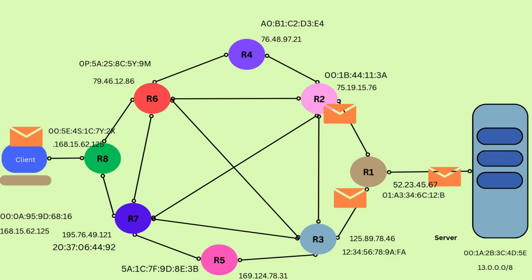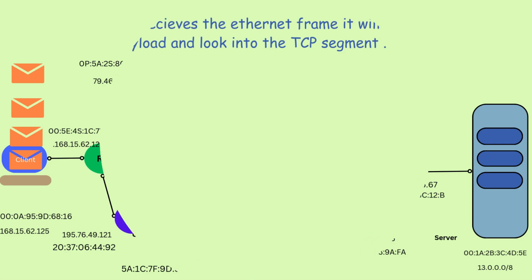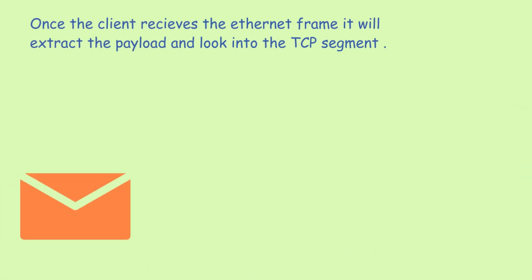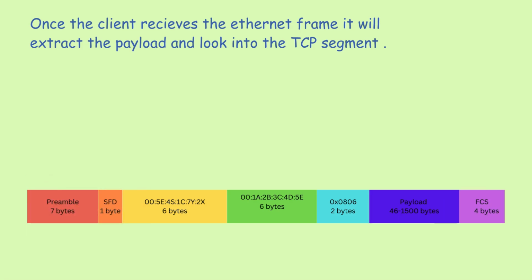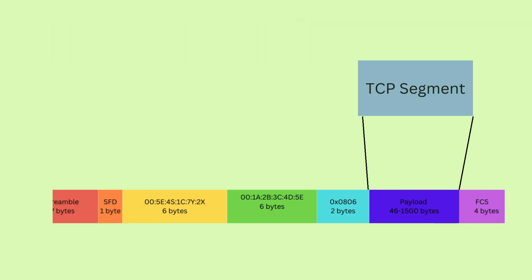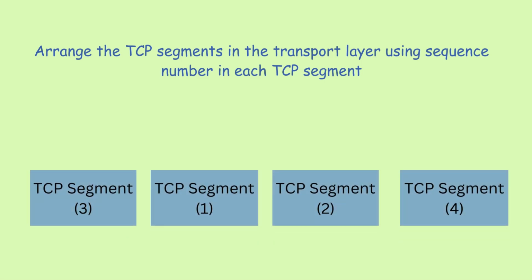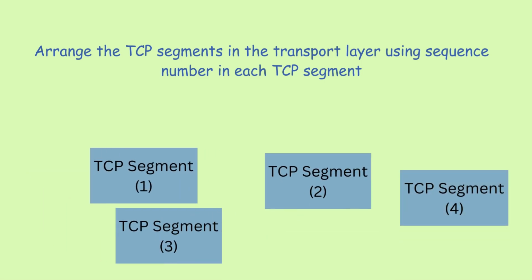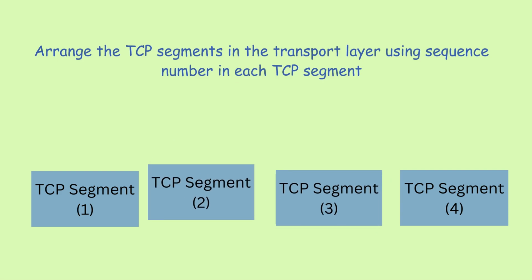The other IP packets will go from router to router until they reach the client, continuously changing the source and destination MAC addresses when reaching each router. Once the client receives the Ethernet frame, it will extract the payload, look into the TCP segment, and arrange the TCP segments in the transport layer using the sequence number in each TCP segment.